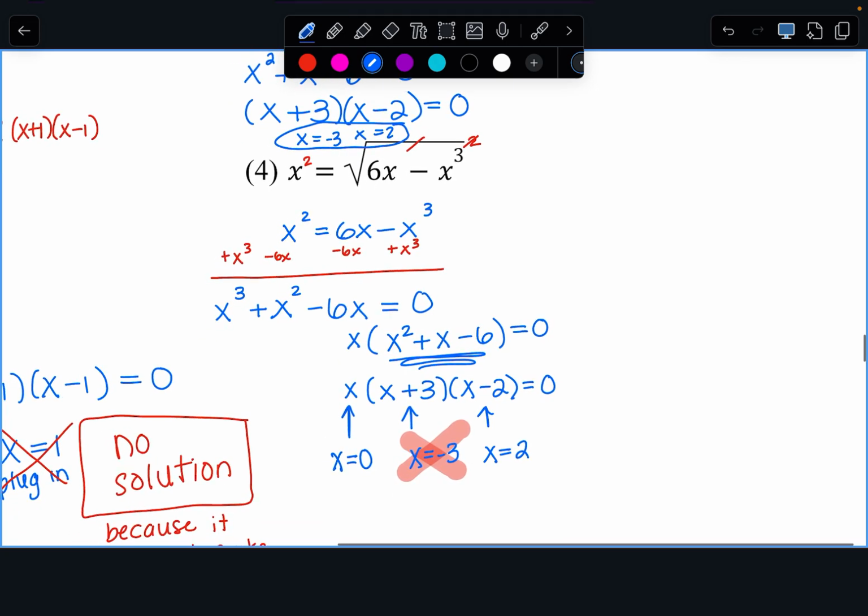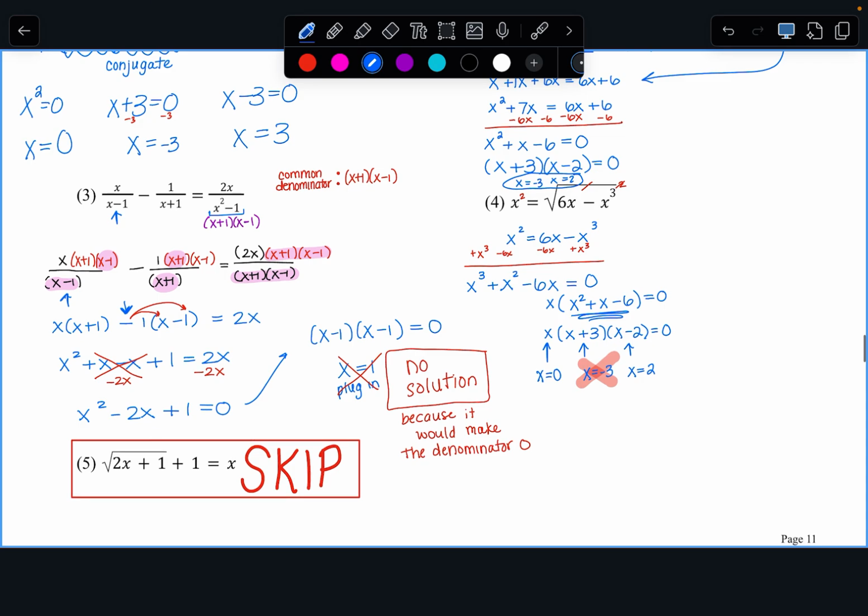Okay? So, and we're going to skip 5. So it's just x equals 0 and x equals 2 are your two solutions. Oh, okay, so you only need 2 solutions? Yep. Sometimes you might have 1, you might have 2. It all depends on what actually works. Okay?